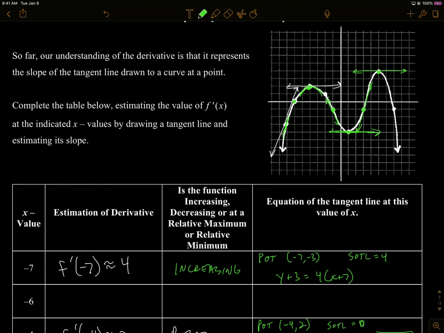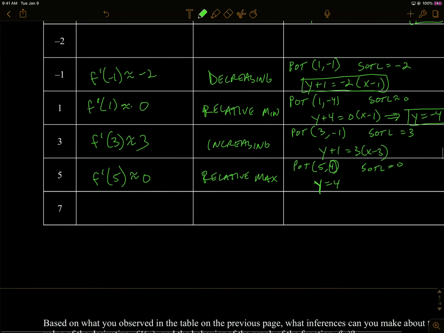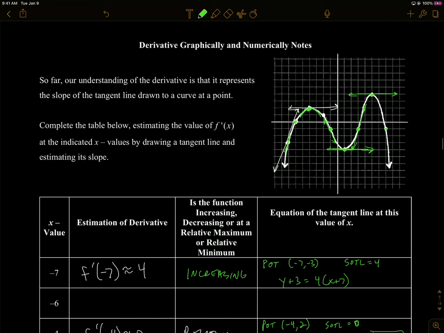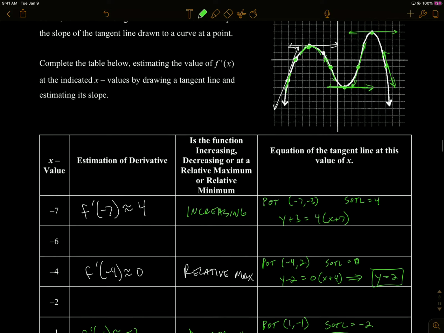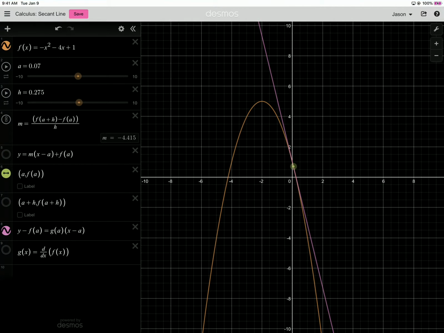Then on the last one, if I draw my tangent line and estimate it, I think we get the point. I don't need to do that. What's going to happen is because the slope is negative, we know the function's actually decreasing, and that's going to make sense for us. So based on what we observed from this table, if we're looking for patterns, and again, I can come back to this graph to investigate.